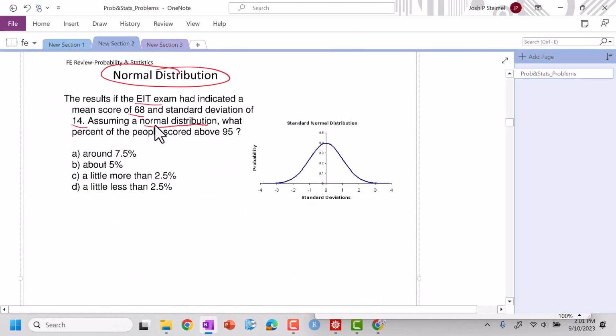So your answer can be off a little bit depending on if you're looking at a table or, excuse me, I'm going to say a little bit more there. Excellent. On to the next one.